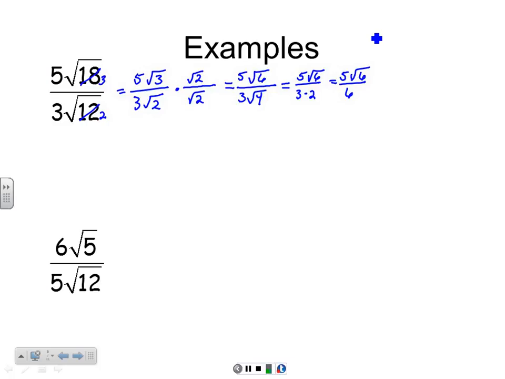Alright, the one on the bottom, I'm going to go ahead and fix this 12. 12 will turn into 4 times 3. So I can't do anything with the top, so it's just going to stay as is, but I am going to simplify this radical in the denominator. So that's going to turn into 5 times 2 times the square root of 3.